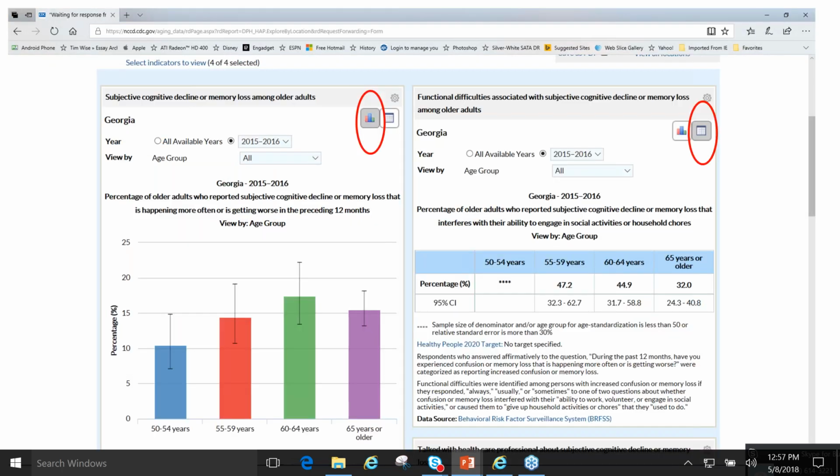This is an example of the Explore by Location display module. The default display is in bar graph format, but at any time the user can change to the table format. Each panel represents a different indicator within the selected category. Here I've chosen to display one panel in a table format rather than the default bar graph format. Next slide, please.